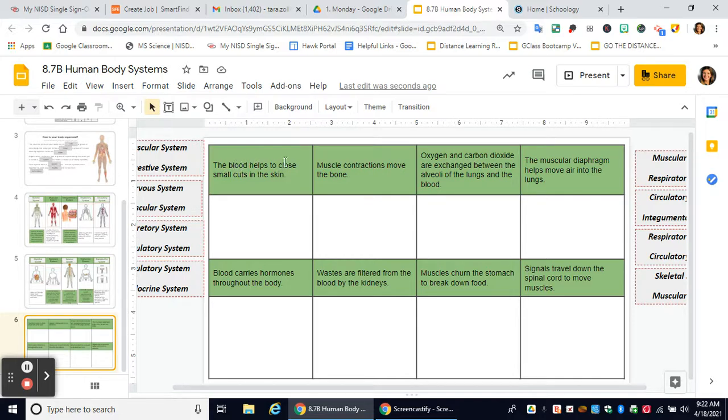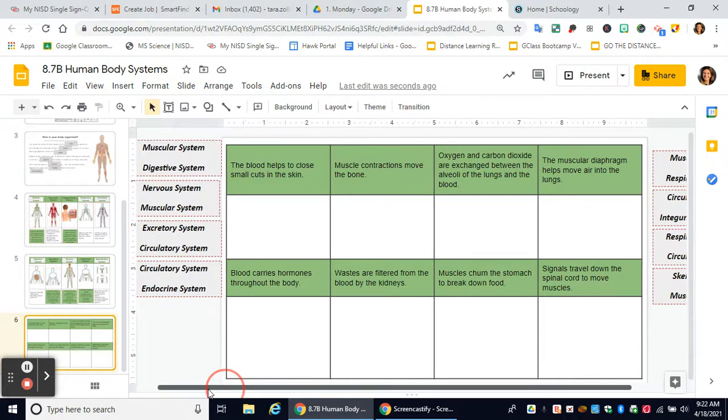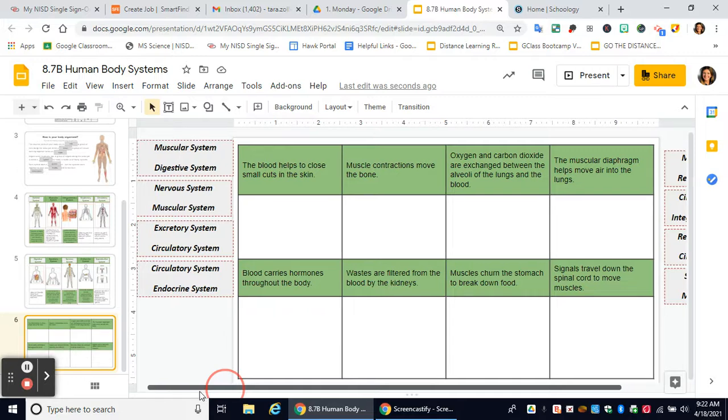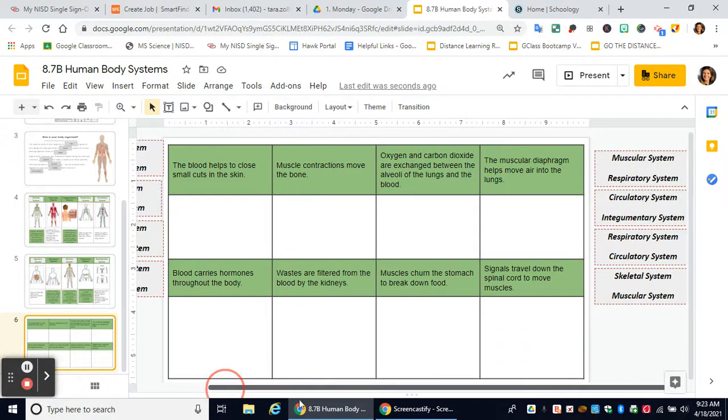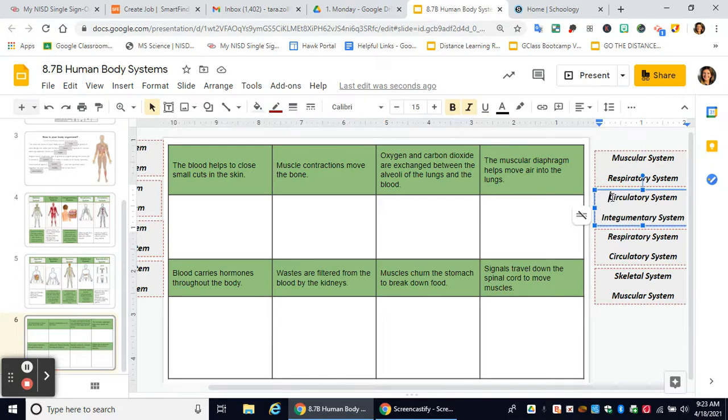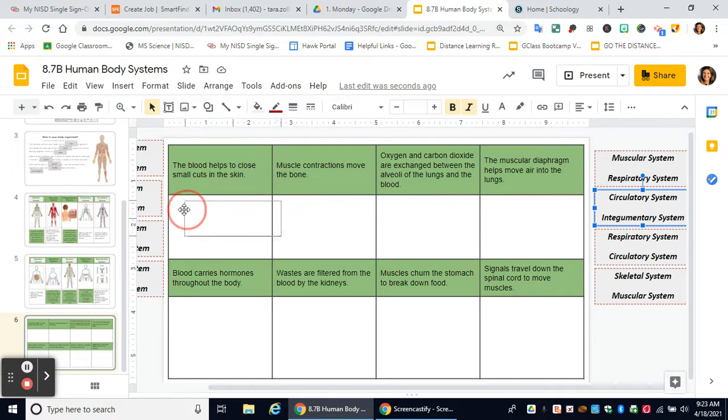The blood helps to close small cuts in the skin. Since we're talking about skin, I think integumentary system. So I'm going to look for circulatory and integumentary and see if I can see it. Circulatory and endocrine. Circulatory and integumentary. So I'm going to get this guy and bring it over here.